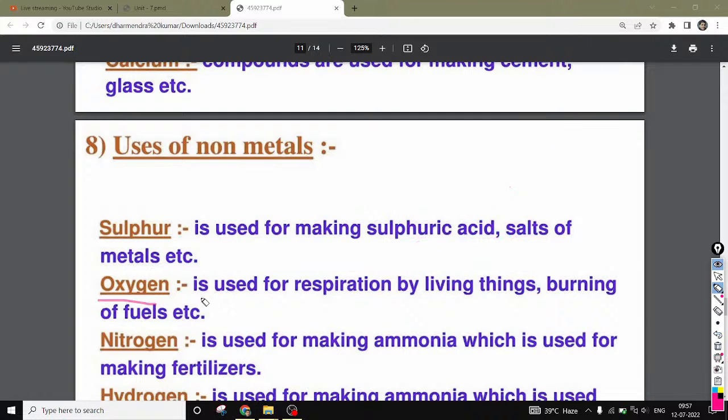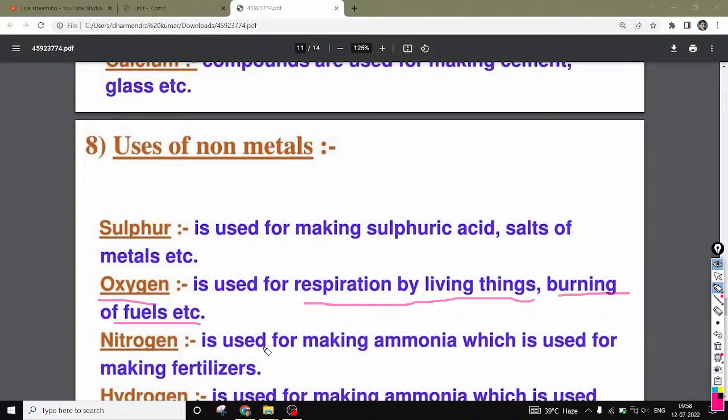And oxygen is used for respiration by living things and burning of fuels. So oxygen is also a non-metal, which is used for the respiration of living things like animals. We are also breathing, and it is needed for burning of fuels. As you know, oxygen is a very important element for burning fuel. To catch fire of any material or substance, oxygen should be present, then only fire can catch, otherwise there would be no fire.